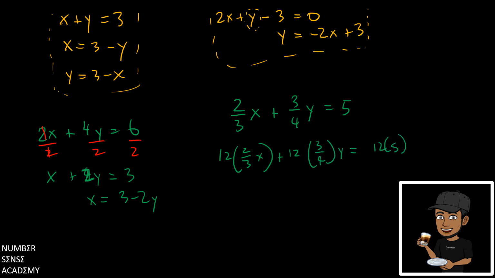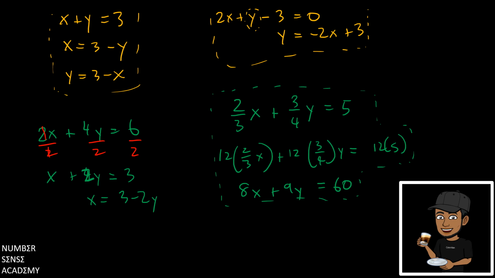So what happens? 12 times 2 is 24, divided by 3, I end up with 8x. Then 12 times 3 is 36, divided by 4, I end up with 9y. And 12 times 5 equals 60. There is no opportunity here. So I'm probably going to have to end up using elimination. But let's look at the last one.